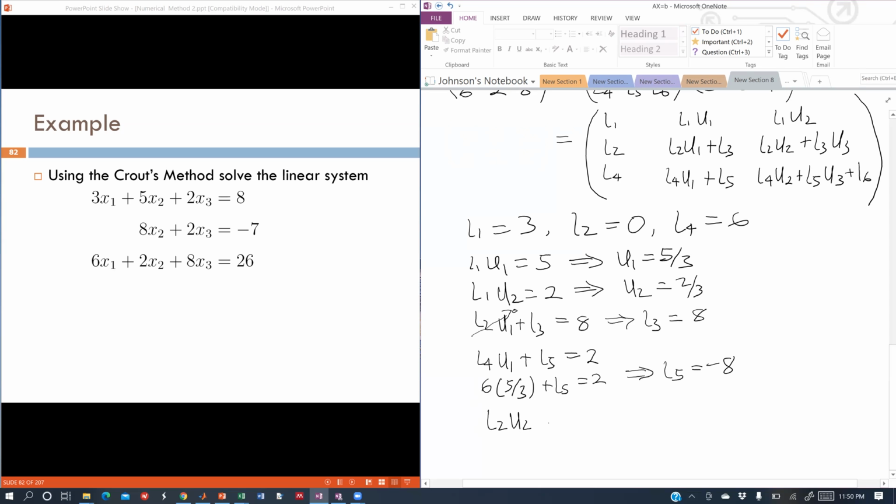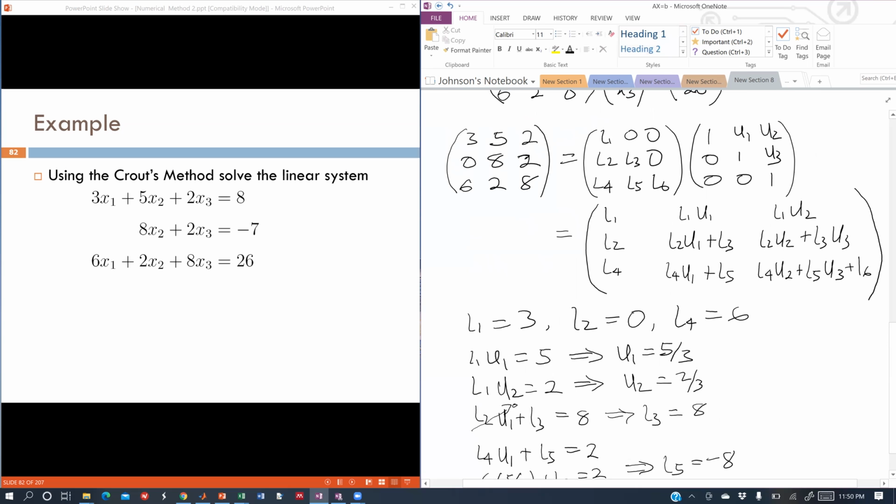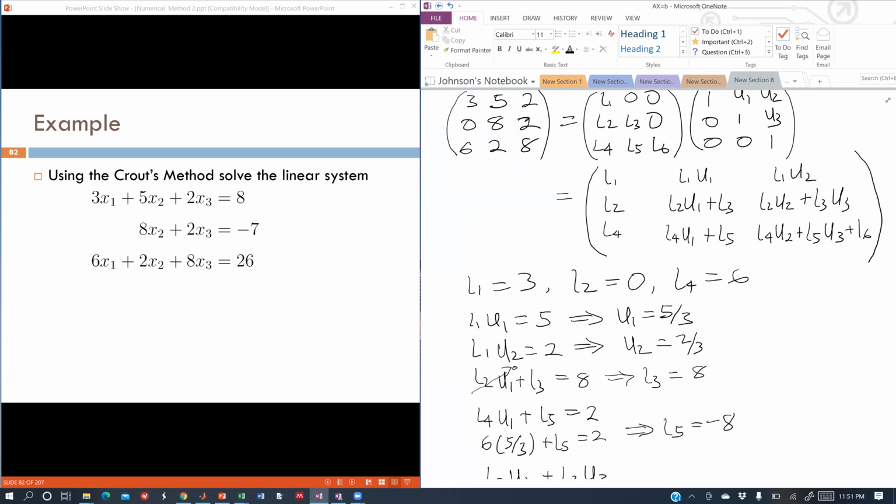Then we move to the third entry on the second row and write it as L2 U2 plus L3 U3, and that is equal to the number 2. We are talking about this entry here, and it's equal to the number 2.